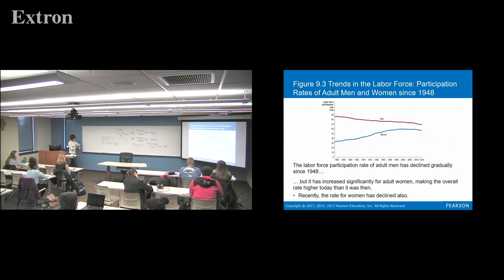Here's another interesting trend. I like talking about these things because I think they're really interesting. These are trends in the labor force. Now look, back in 1950, this is the number of women that worked. This is the number of men that worked.